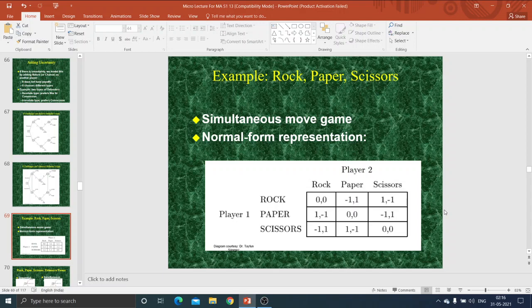Normal form represents it as follows: player 1 and player 2 have different sets of actions. One can go for rock, paper, or scissors, and so can the other. If both go simultaneously for the same choice, then the payoff is 0, 0. If one person goes for rock and the other goes for paper, it is 0 again. It's a zero sum game in that sense.